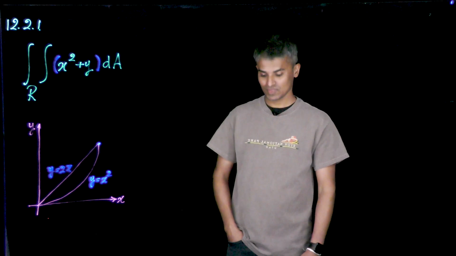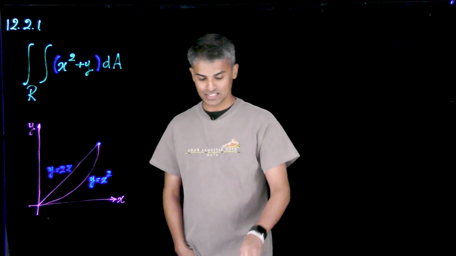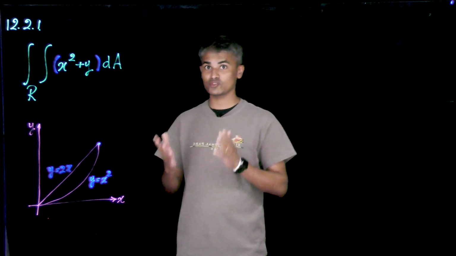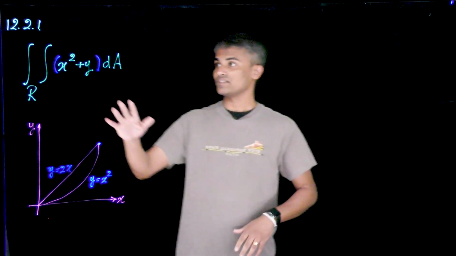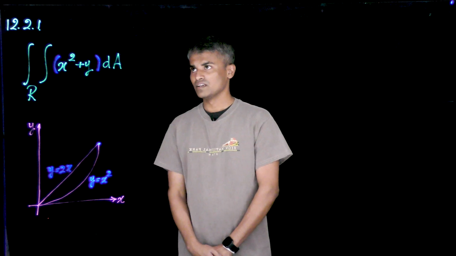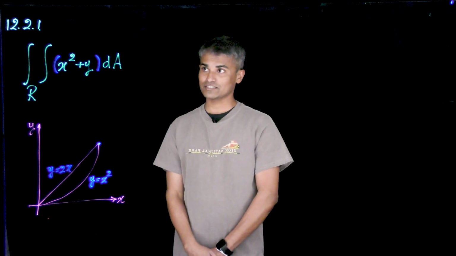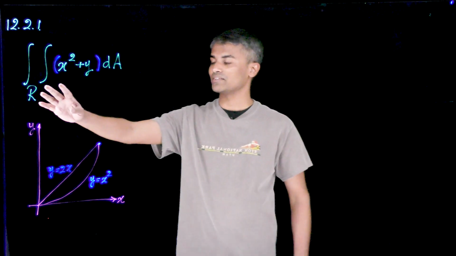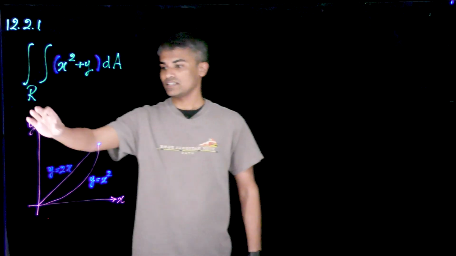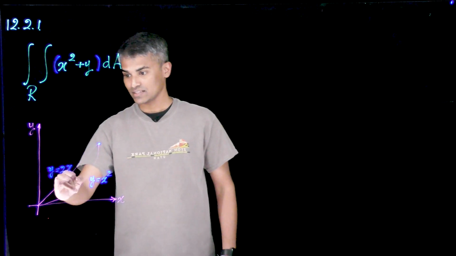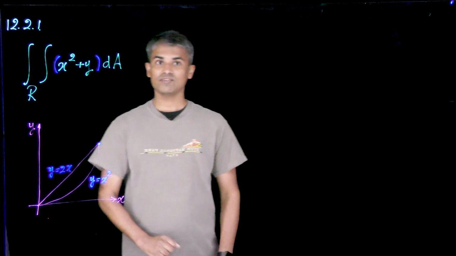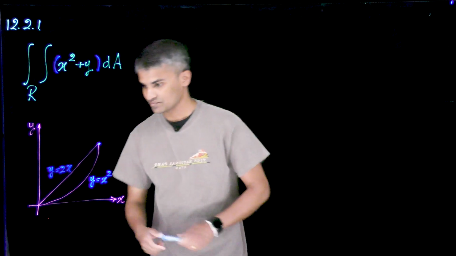Hi all. In chapter 12.1 we considered double integrals over rectangular domains, but in chapter 12.2 we consider double integrals over non-rectangular domains or non-rectangular regions. Now, here is our first example. We want to solve this double integral of x squared plus y over the region R, and our region R is the domain bounded by these two curves, y equals 2x, which is a straight line, and the parabola y equals x squared.